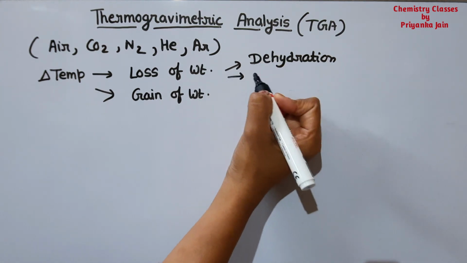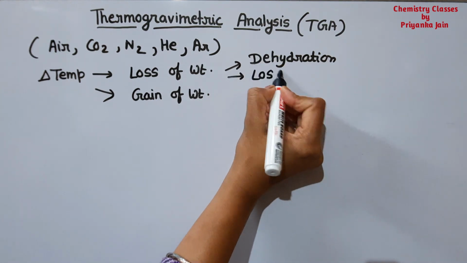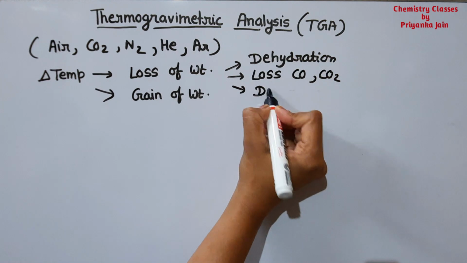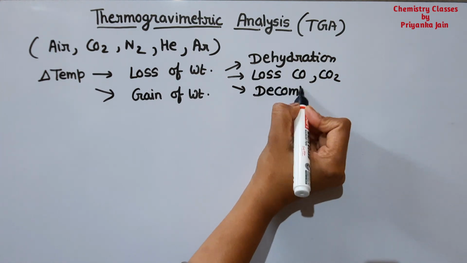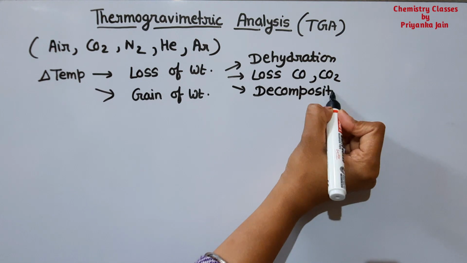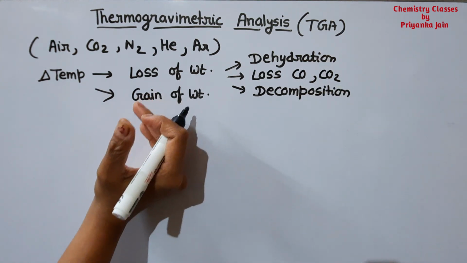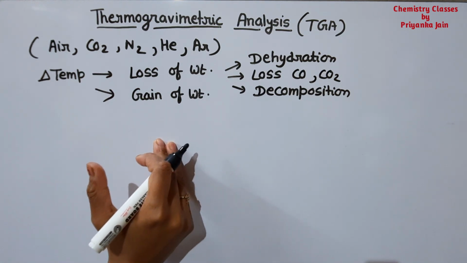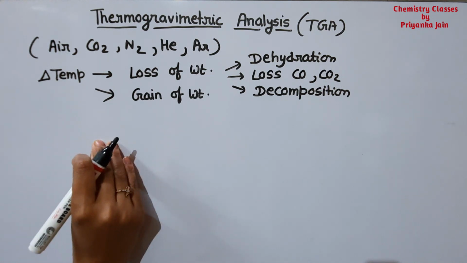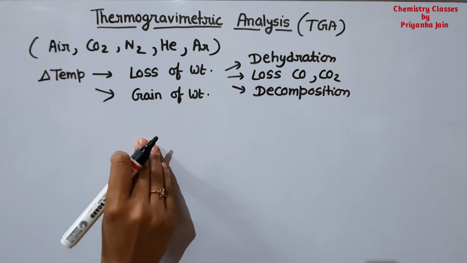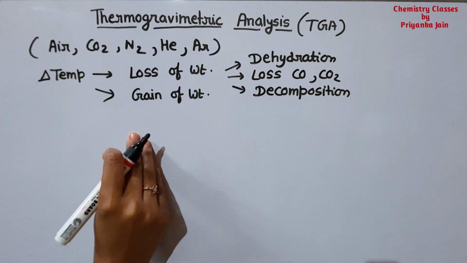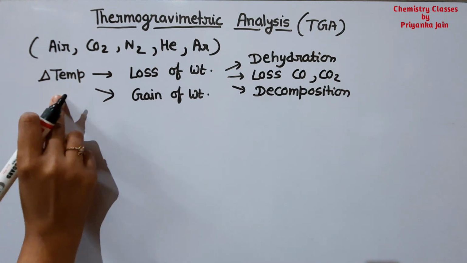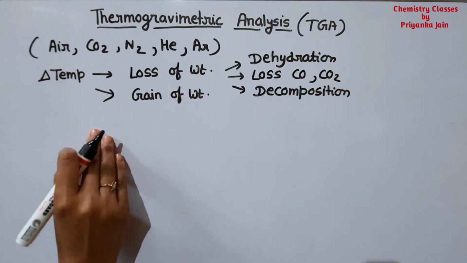Or in some cases there may be loss of CO2 or other gases, CO, CO2, etc., or there may be decomposition or some other processes may take place. So by each process there is a loss of weight. So we are gradually increasing the temperature with respect to the time. It means we have to increase the temperature at a constant rate as a function of the time. And now this change in the temperature is plotted against the change of the mass. Then we are getting a curve.